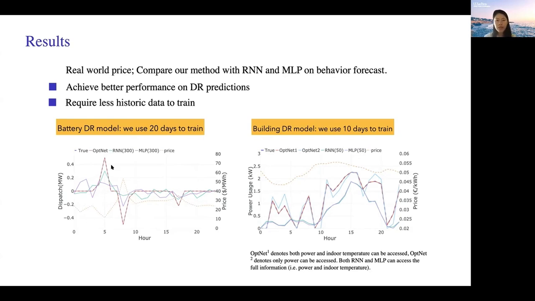For example, in the battery demand response model, our method can accurately forecast the behavior based on the time varying price signal, while the RNN and MLP use a much larger data set, and can only approximate the rough pattern. And for the building demand response model, OptNet 1 indicates both the power and indoor temperature can be observed, and OptNet 2 indicates that only power can be accessed. We can see that even if we get limited observation, that is OptNet 2, our method achieves better performance to forecast the demand response.